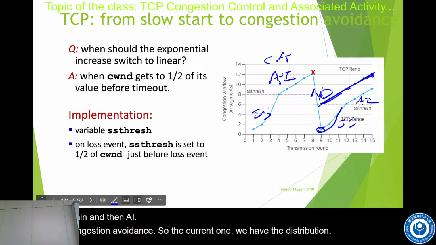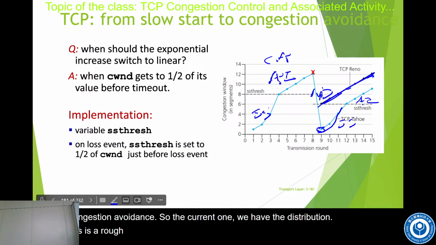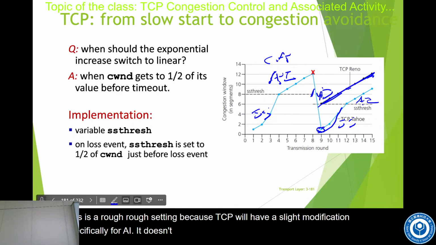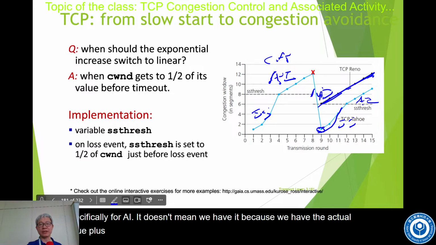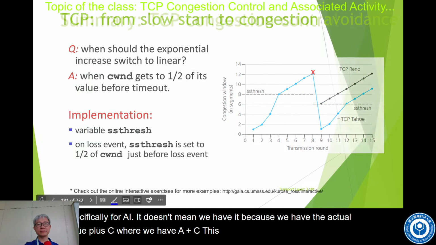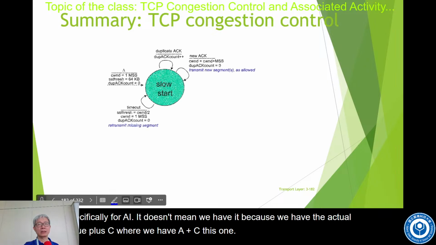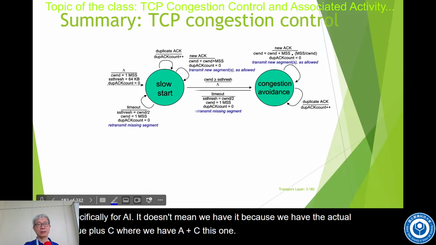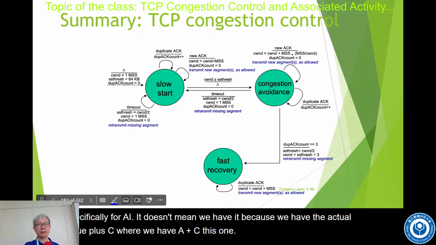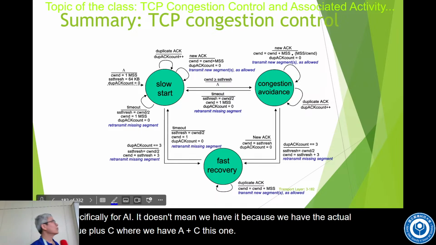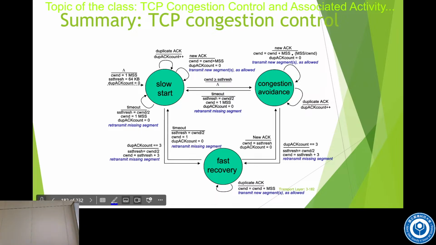Well, this is a rough setting because TCP will have a slight modification. Specifically for AI, it doesn't mean we have it because we have the actual value plus 3. Where we have a plus 3, this one.